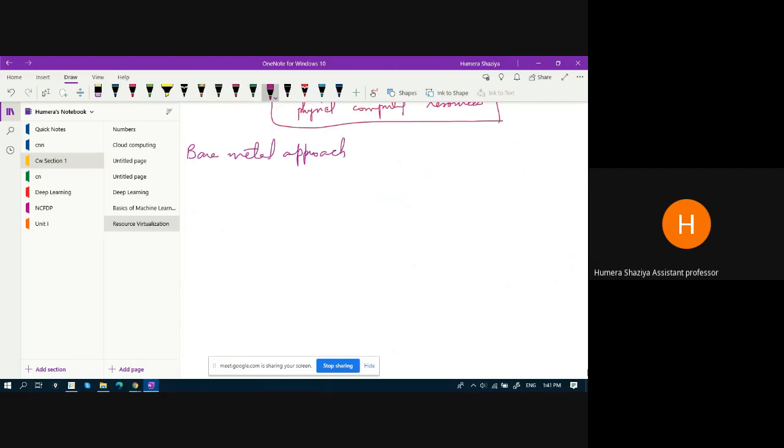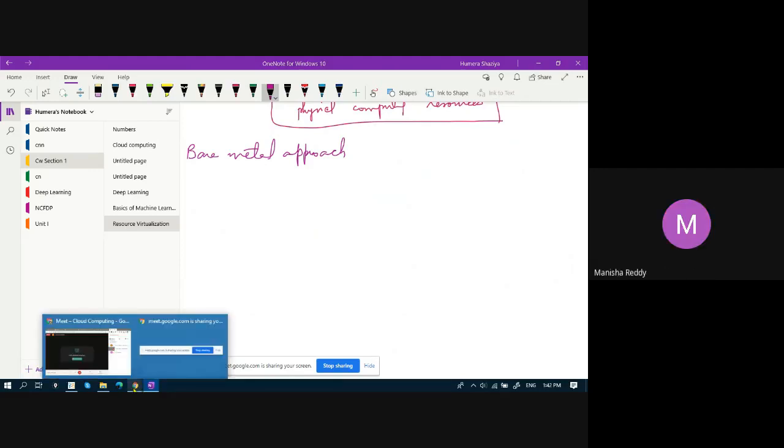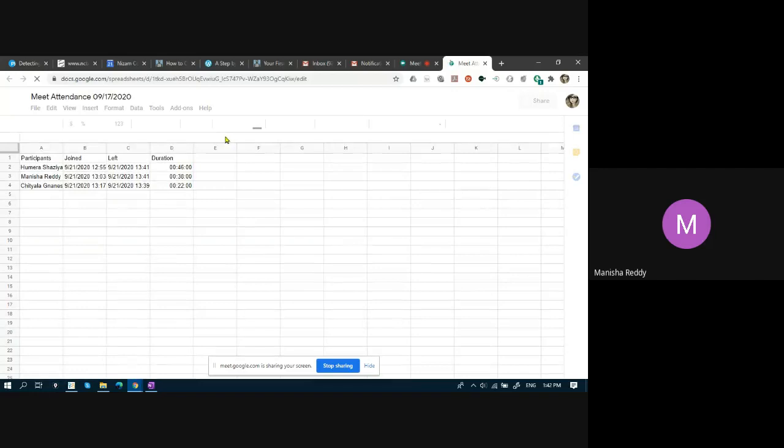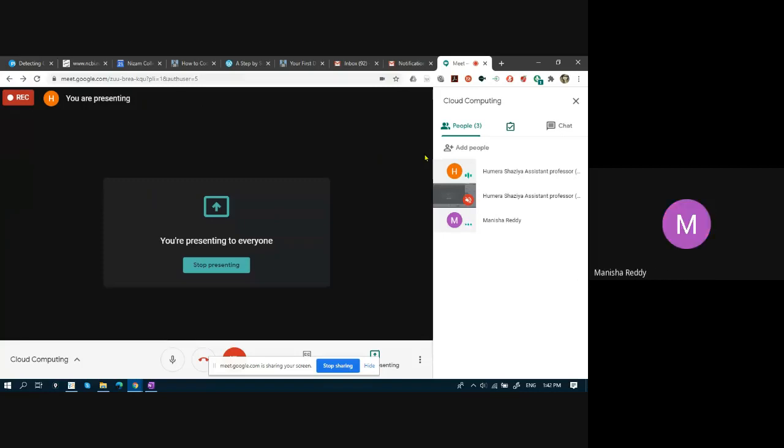Students, are you able to understand or not? Yes, ma'am. Tell me what is bare metal approach. What is hosted approach? It's not directly accessing physical resources. The virtual layer is not accessing directly. But I think bare metal means we are directly accessing them. Very good.